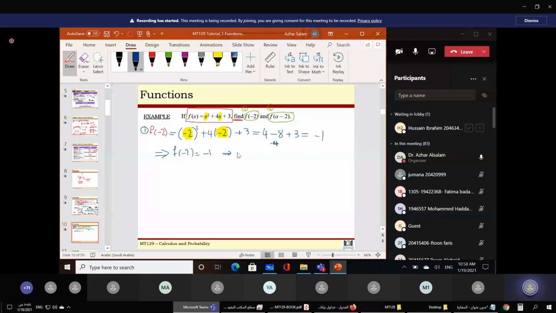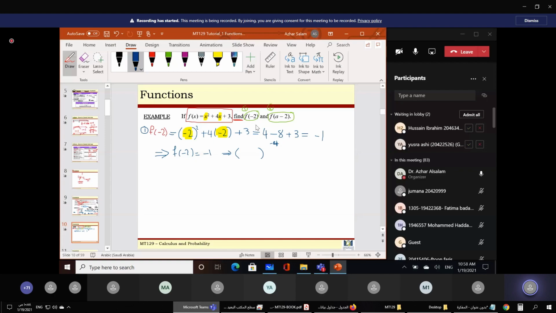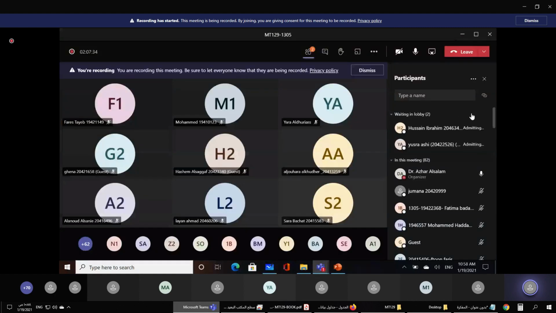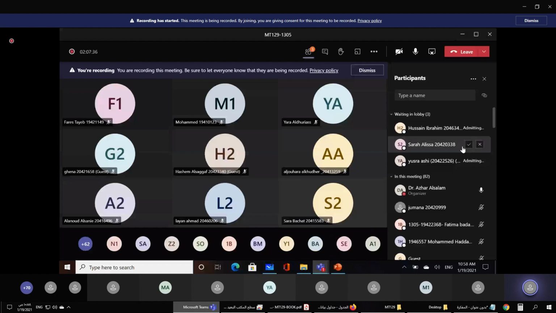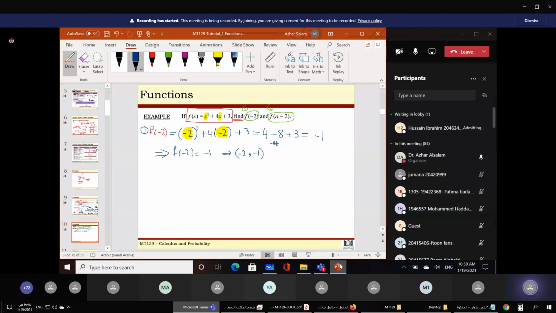So I can present it as a point like that. On the left, I write the value of x, which is minus 2, and the value of y, which I found, which is minus 1. This is the point or the solution of f of minus 2.